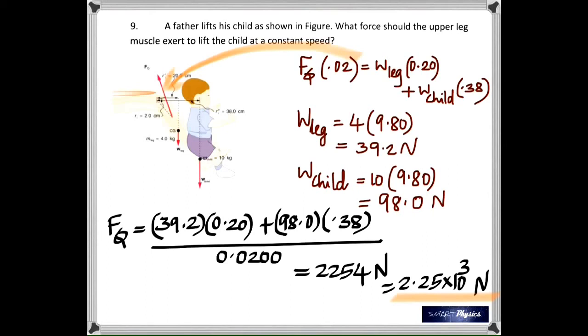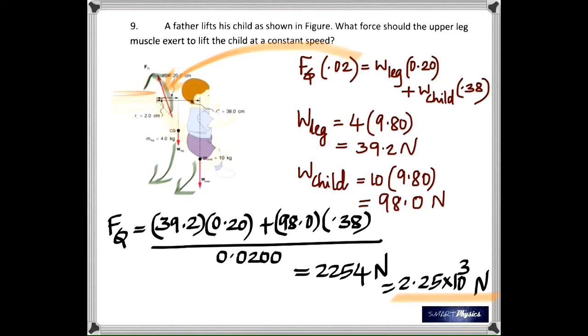Okay. Now, which are the clockwise torques? Definitely, the weight of the leg and the weight of the child are both trying to rotate it this way. Clockwise, both clockwise. And which one is the counterclockwise? Surely this is the counterclockwise.